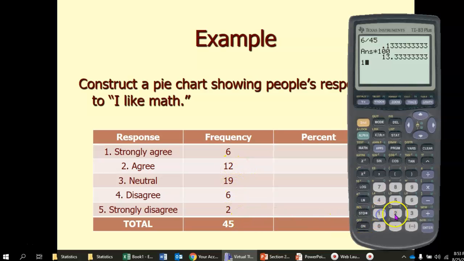Then 12 out of 45 would be 0.266, so that's about 26.6 something. To the nearest whole percent, it would be 27%. 27% of the people agree. They don't strongly agree, but they agree that I like math. 19 out of 45 is 42%. 6 out of 45, well, we already did that once. It's the same thing again, 13%. And 2 out of 45 is 4.4444, but to the nearest whole percent, that would be 4%.